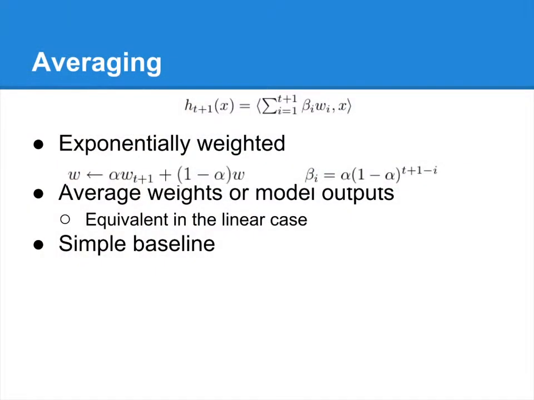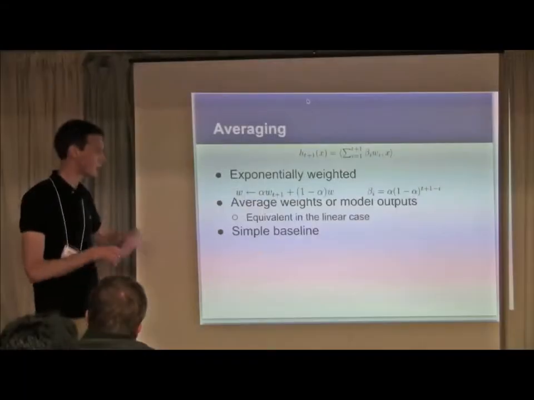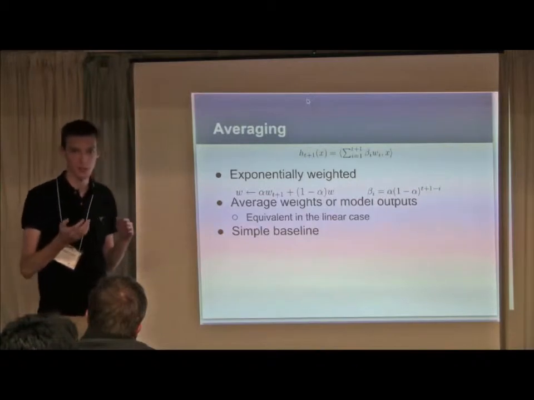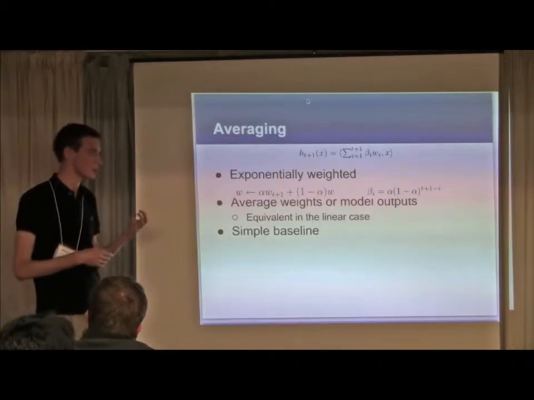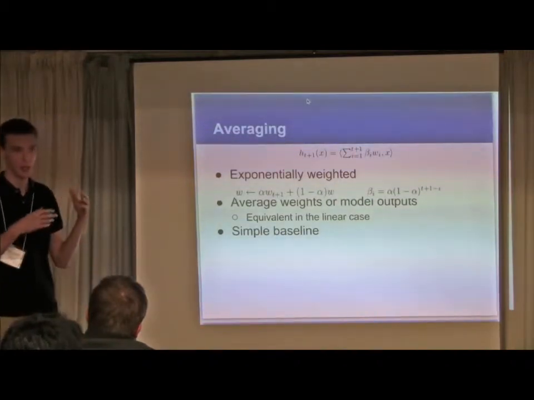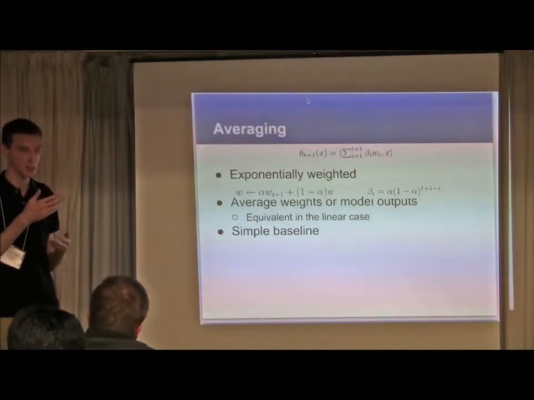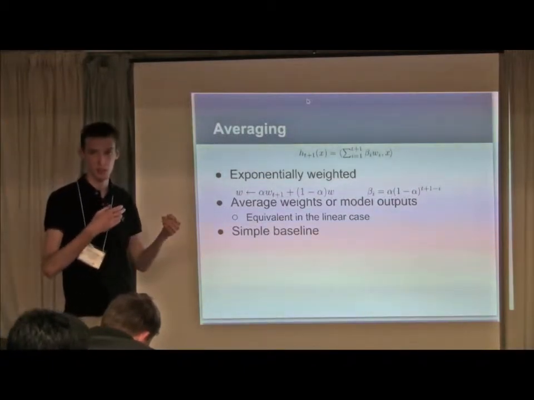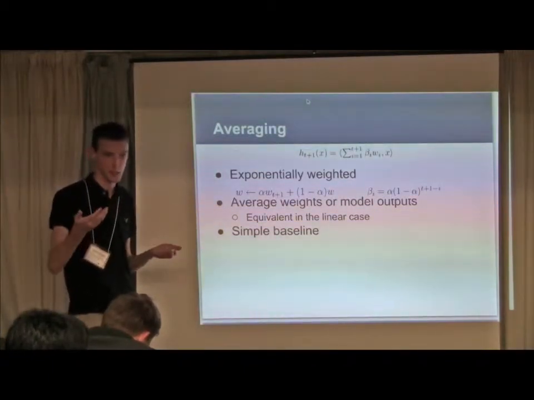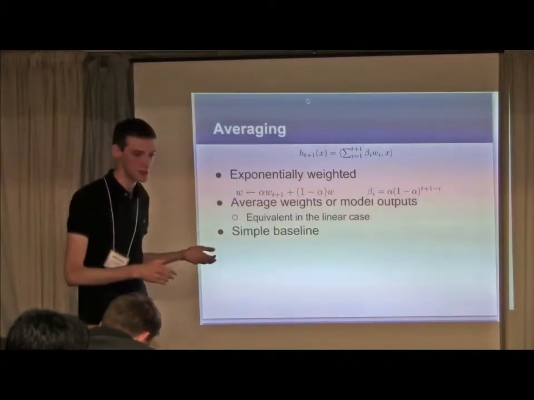So our first method is quite simple. It's a good baseline. We just took a linear combination of previous hypotheses. Exponentially weighted averaging is almost trivial to implement. We were using linear models, so averaging weights is equivalent to averaging classifications, and this gives us a simple baseline. It's also a fairly intuitive method in that we can think of classifications as a random variable, and by taking a linear combination, we're reducing the variance. So that's going to decrease the chance that we're going to change our classification.